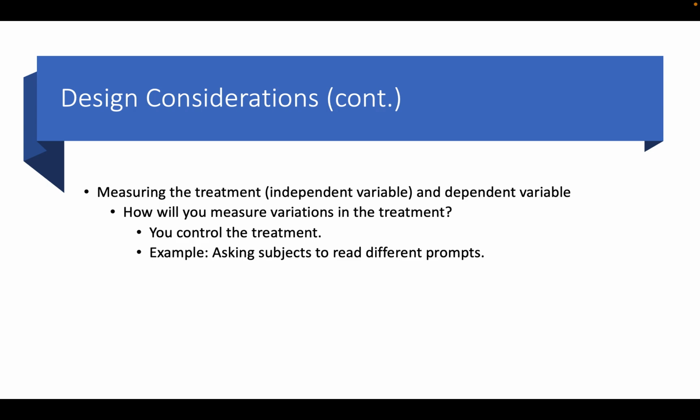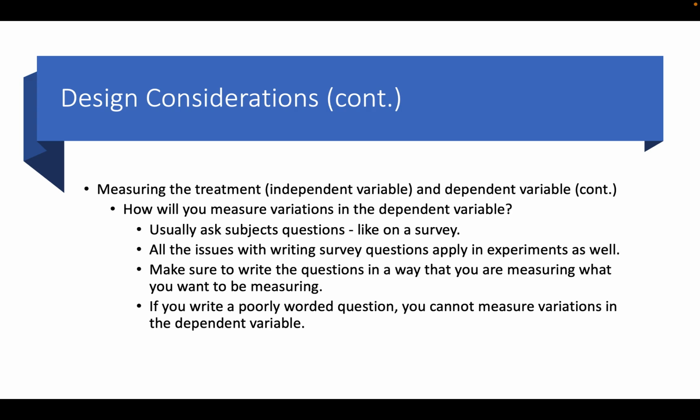We also need to consider measuring the treatment, the independent variable, and the dependent variable. So how will we measure variations in the treatment? We have to keep in mind that part of the allure of experimental research is that we control the treatment. So for example, we can ask subjects to read different prompts. So in terms of measuring the treatment and how we measure variations in the dependent variable, we can ask subjects questions like on a survey.